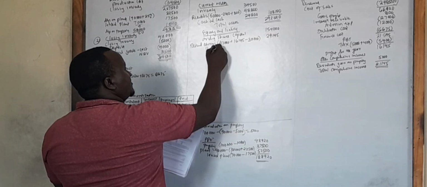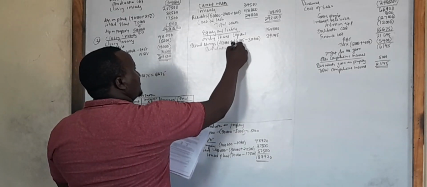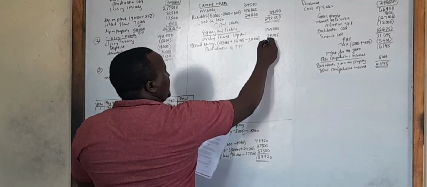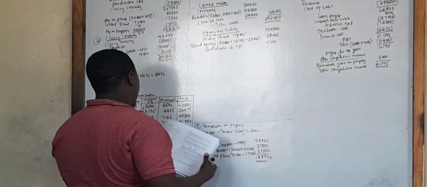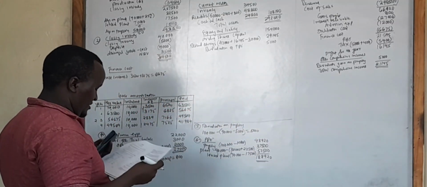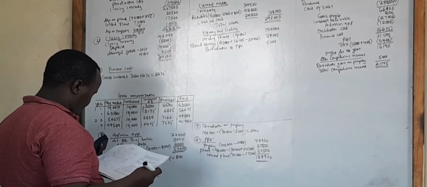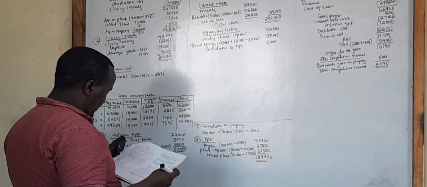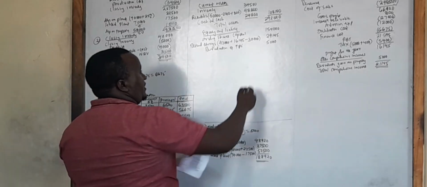Then you have the revaluation of 5,000. Again, what else do we have? That's all. That's the total.